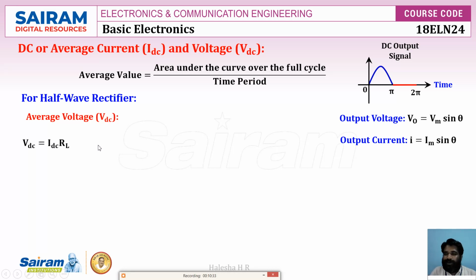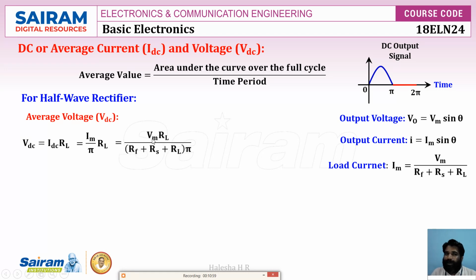Similarly, the average voltage for the half-wave rectifier. As we know, V is equal to IR, so VDC is equal to IDC into RL, the resistor RL. We derived IDC is equal to Im by pi. Substitute that Im by pi into RL, and we know Im, the maximum current, is Vm by RF plus RS plus RL. Substituting, it becomes Vm into RL divided by RF plus RS plus RL, into pi.